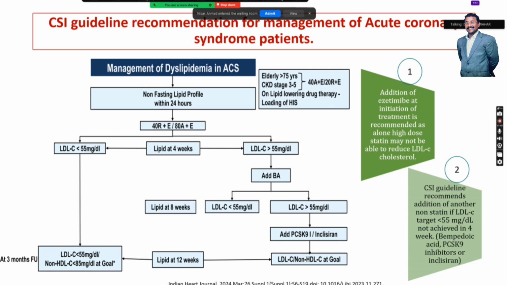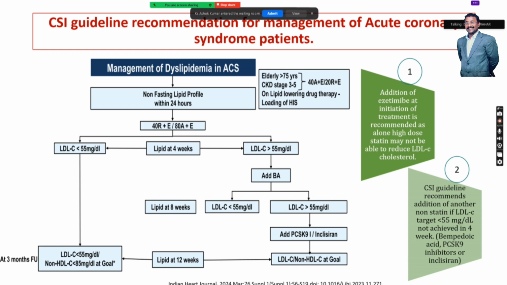Not 10 milligrams of rosuvastatin or 20 milligrams of atorvastatin, or not your Ecosprin AV, that means 10 milligrams of atorvastatin and 75 milligrams of aspirin. So I have to give 40 milligrams of rosuvastatin or 80 milligrams of atorvastatin plus ezetimibe. And then check the lipids at 4 weeks. Your target is less than 55. If you reached it, continue it.